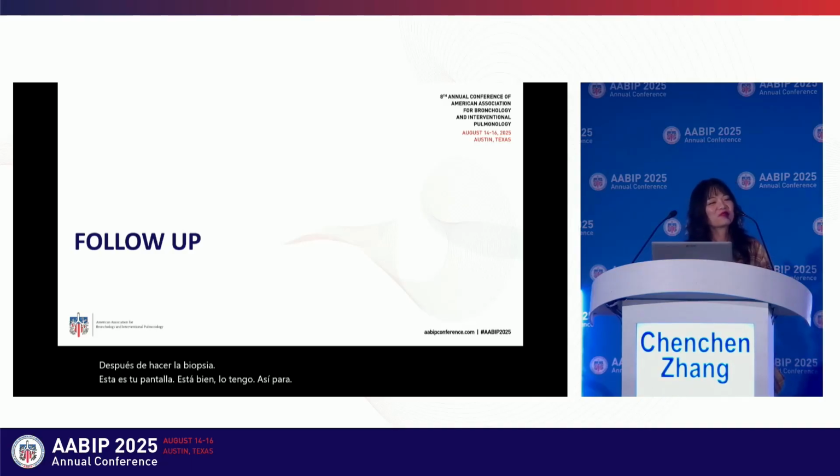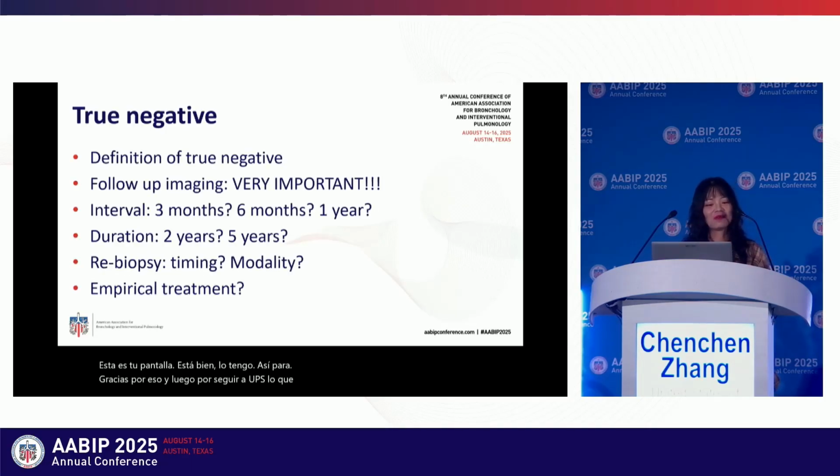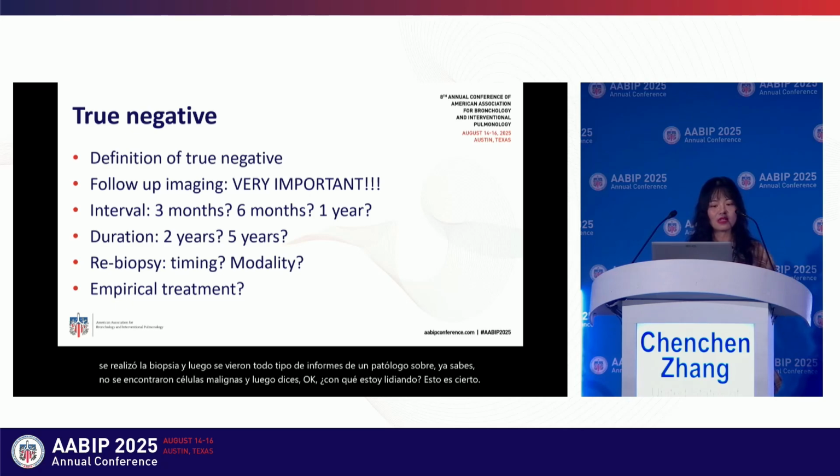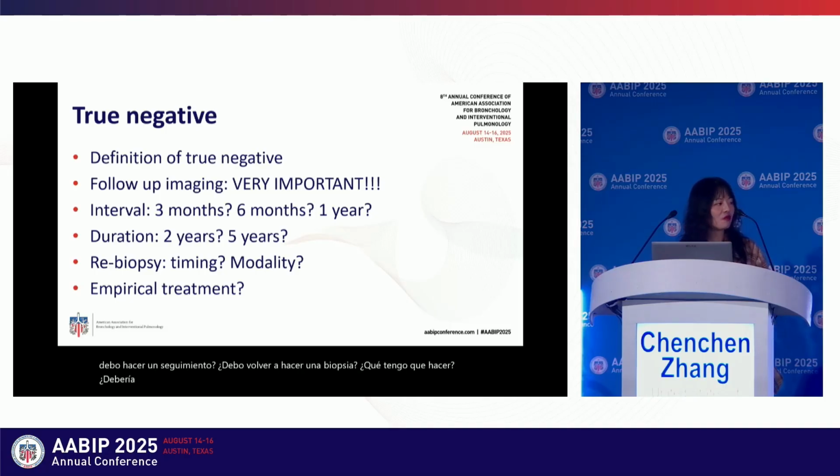And then for follow-ups, what we need to do. After you got the biopsy, you are seeing all kinds of reports from a pathologist, like no malignant cells were found. And then you're like, okay, what am I dealing with? How do I follow up? How often should I follow up? Should I rebiopsy? What do I need to do? Should I just empirically treat it? So that's a big topic in IP.